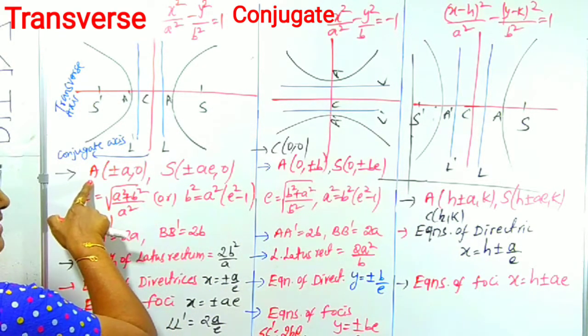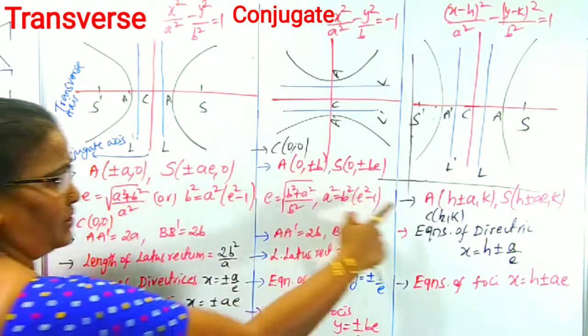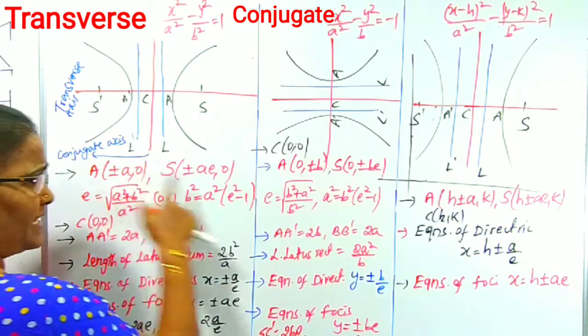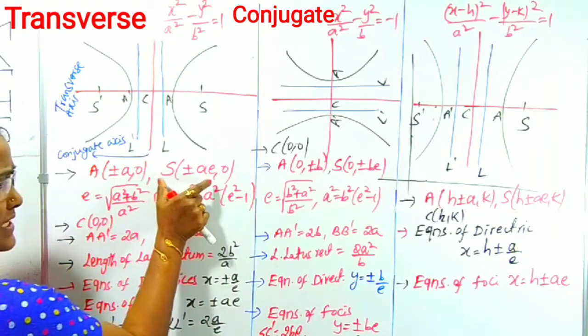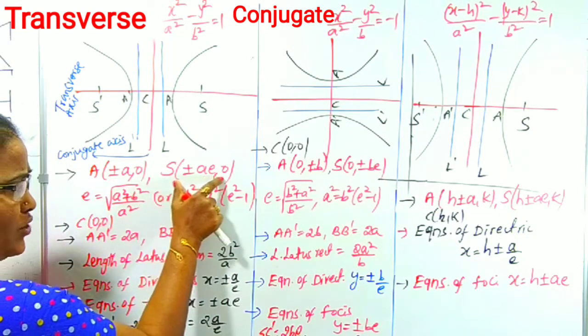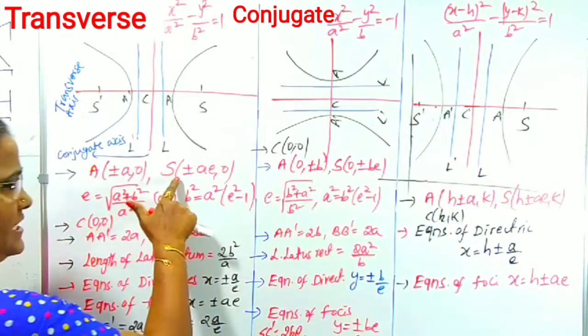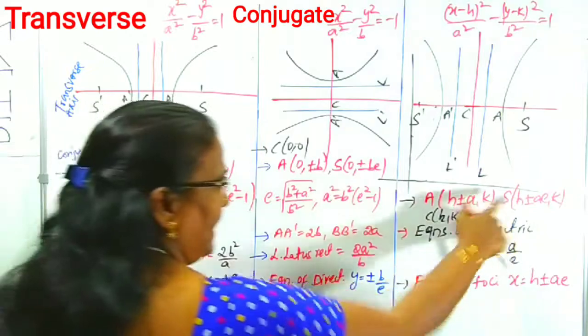Similarly, what are the vertices here? Plus or minus a comma 0. We can add h and k: h plus or minus a comma 0 plus k, that is k. What are the coordinates of the foci here? Plus or minus ae comma 0. By adding h and k, what will happen? h plus or minus ae comma k.